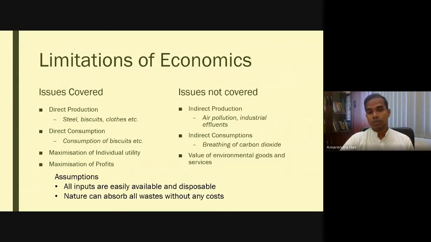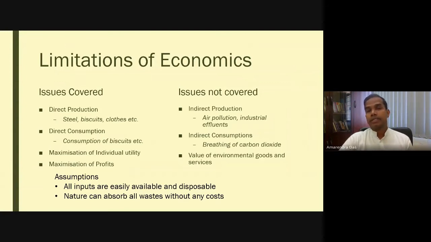Similarly, coming to the consumer, we analyzed only the direct consumptions. For example, a consumer is consuming biscuits, buying them from the market. Similarly, the consumer is buying vegetables from the market given the budget constraint, and that's how they derive utility from the direct consumption. In this direct consumption, the consumer pays a price for the product and derives utility from it. So this is basically called direct consumption.